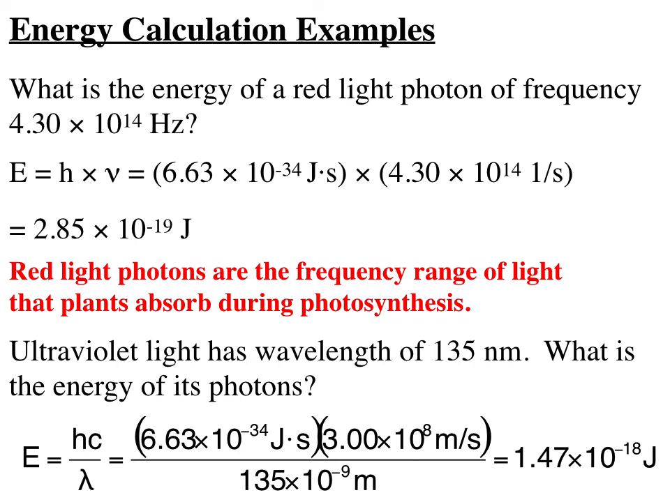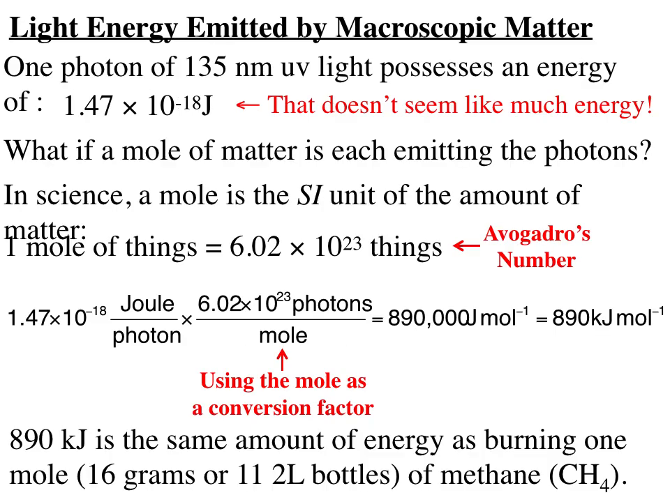If put into your calculator correctly, you should find that UV light has an energy of its photons, each photon has an energy 1.47 times 10 to the negative 18 joules of energy. Again, this is a paltry amount of energy, hardly perceptible if that photon would strike against you. Our 135 nanometer UV light photon did not possess much punch.